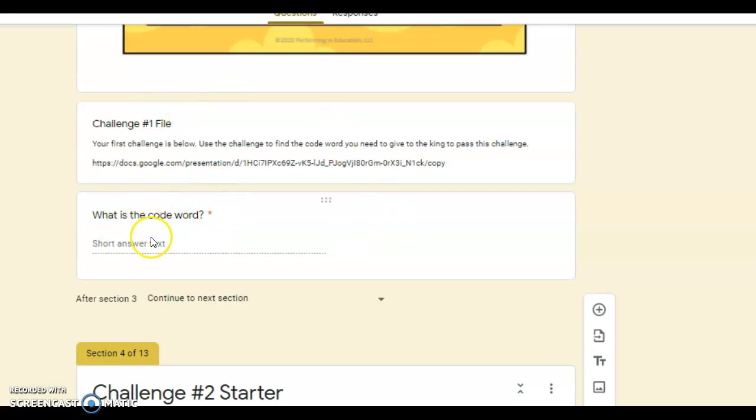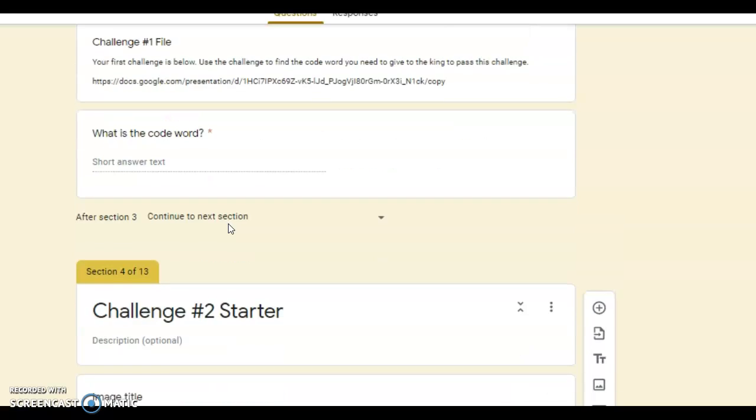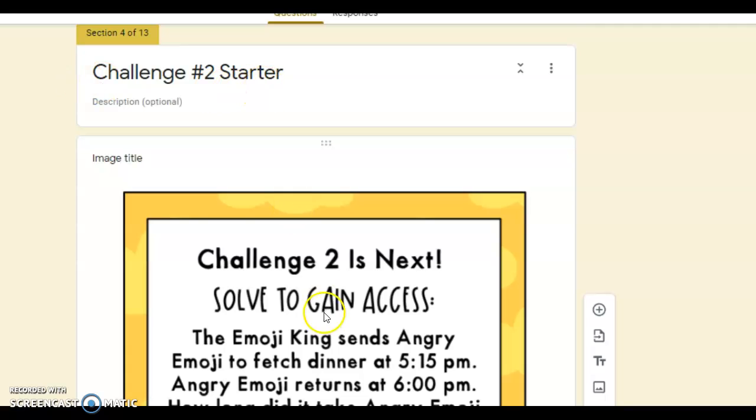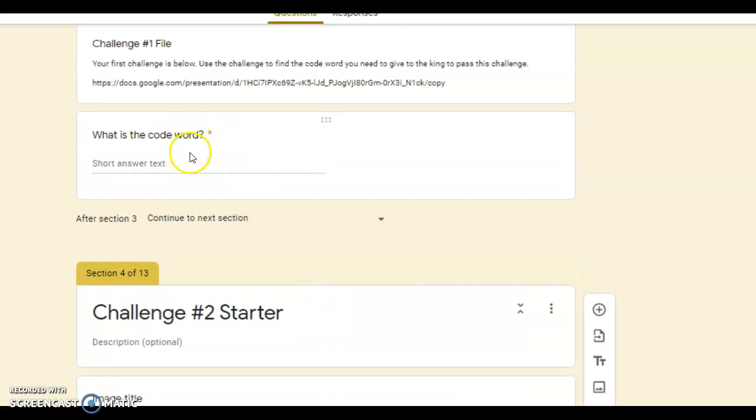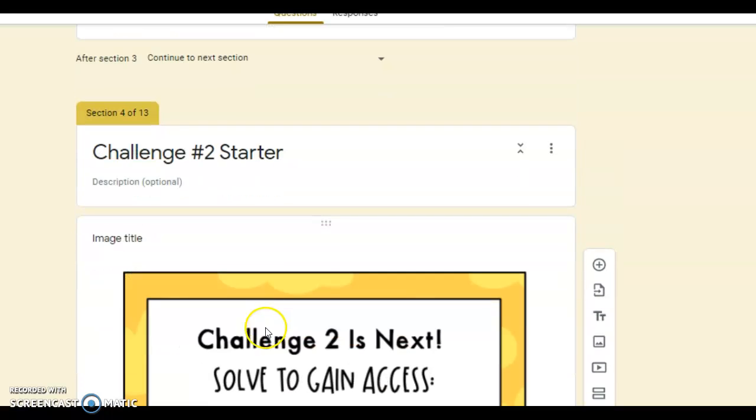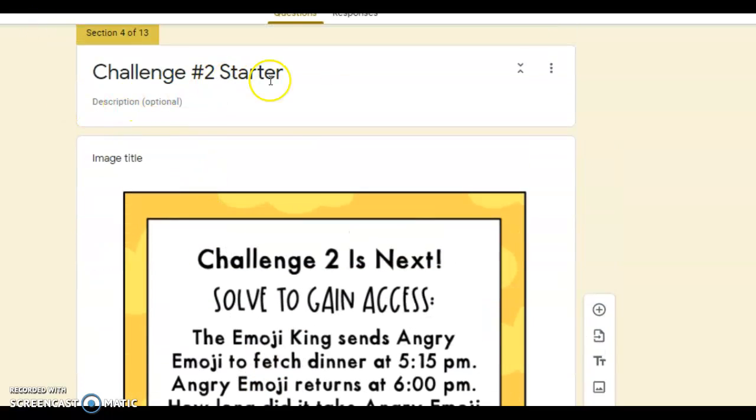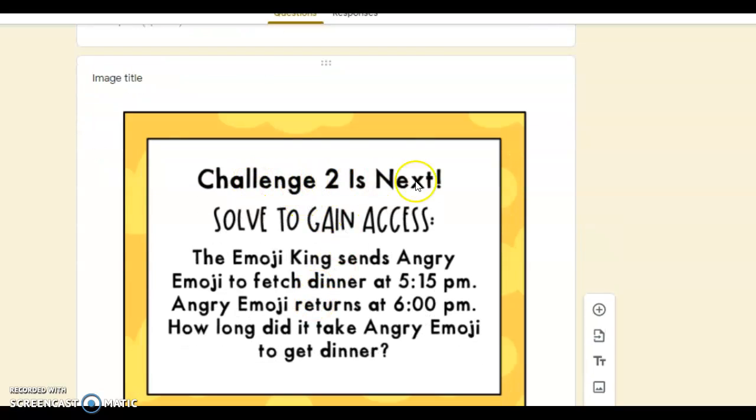When you get that code word, okay, it's going to take you to the challenge 2 starter. Your code word needs to be all lowercase. Okay, that's really important, all lowercase. Then you're going to go to challenge number 2 starter. Challenge number 2 is next.